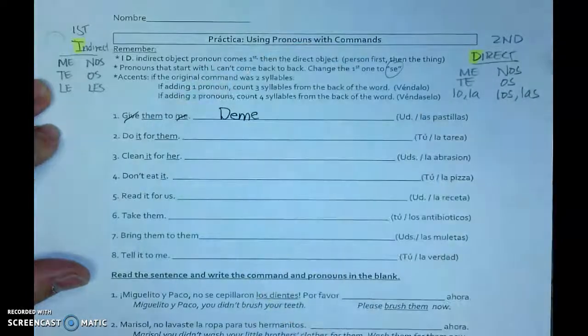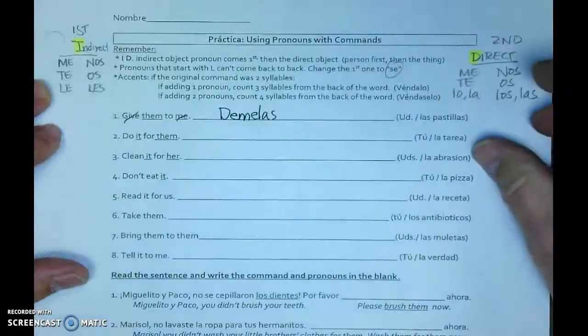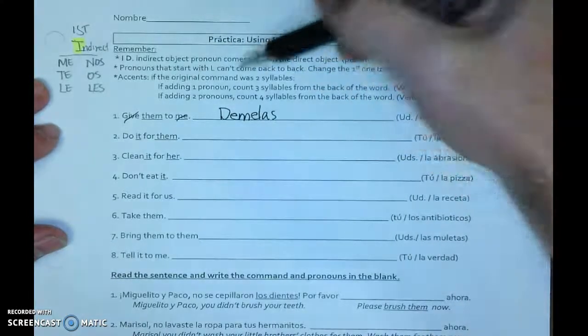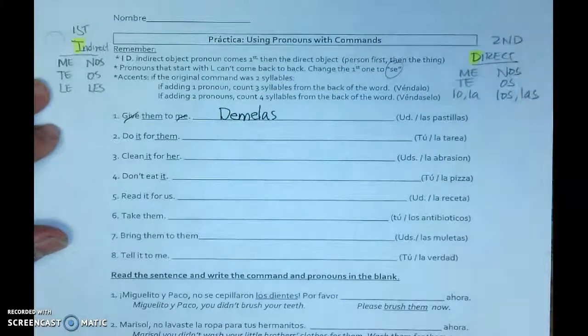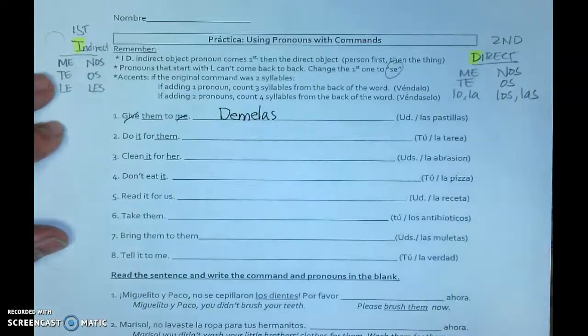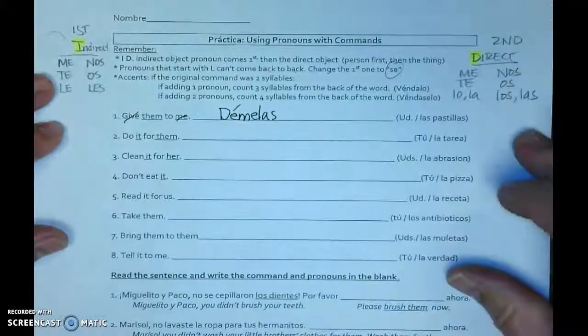Now we need them. Now what's them? Las pastillas. So over here we find what las pastillas would equate to in a direct object pronoun, and that would be las. So we'll attach las to the end here, and there you have it, demelas. Now we have to put an accent. The original command was only one syllable, de. So in a situation like that, I just go with the rule that I've already shown you, which is counting three syllables from the back. So 1, 2, 3. Démelas. And there you have it.